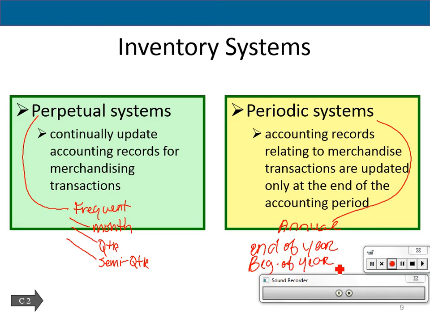So that's the only thing that you need to know about the two differences between inventory systems. Perpetual is more frequent. It could be by the month, by the week, by the quarter. It could just be as they go along, as they make sales. Whereas periodic is probably at the end of the accounting period or year, or at the beginning of the accounting period or year.